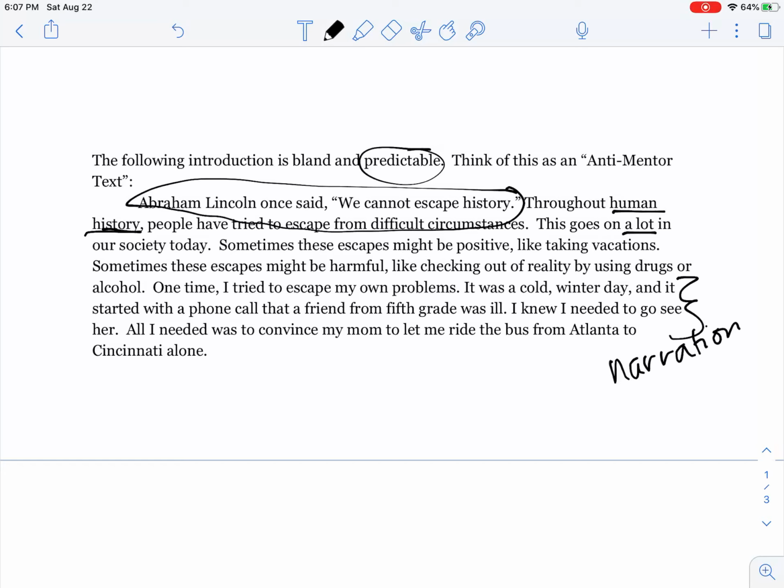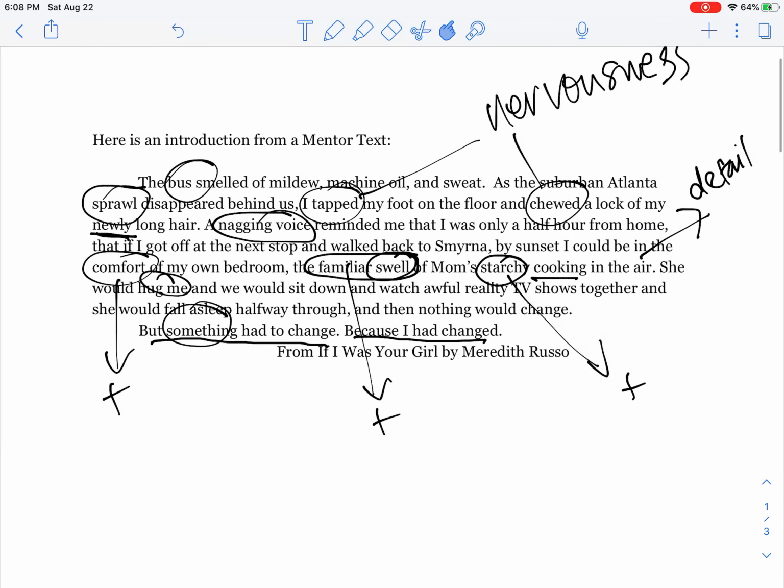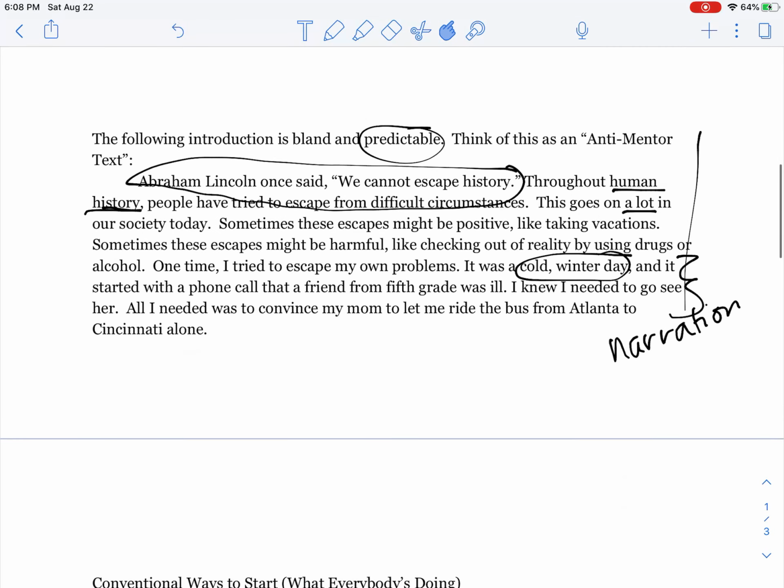But when you think about the story that this is trying to tell and lead into, we have some very, very common descriptors. Whenever you're thinking about a winter day, it's always a cold winter day. Unlike this one that uses the words sprawl and nagging and starchy, those are fresh, unexpected word choices. But cold in winter is pretty much how you always describe a day that's in the winter.